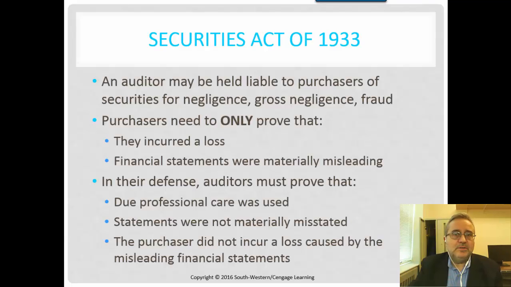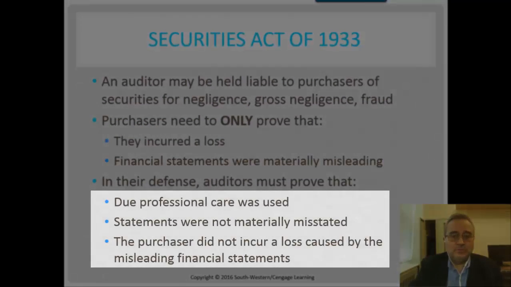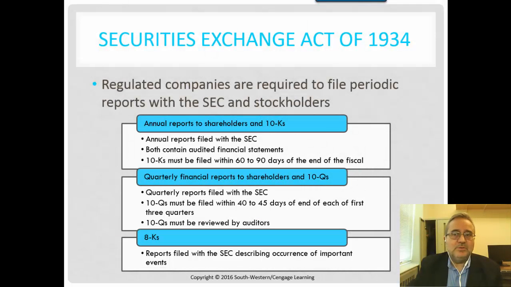Under the Securities Act of 1933, an auditor may be held liable to purchasers of securities for negligence, gross negligence, or fraud. Purchasers need only prove that they incurred a loss and that the financial statements were materially misleading. In their defense, the auditors must prove that they used due professional care, that statements were not materially misstated, and that the purchaser did not incur a loss caused by the misleading financial statement.